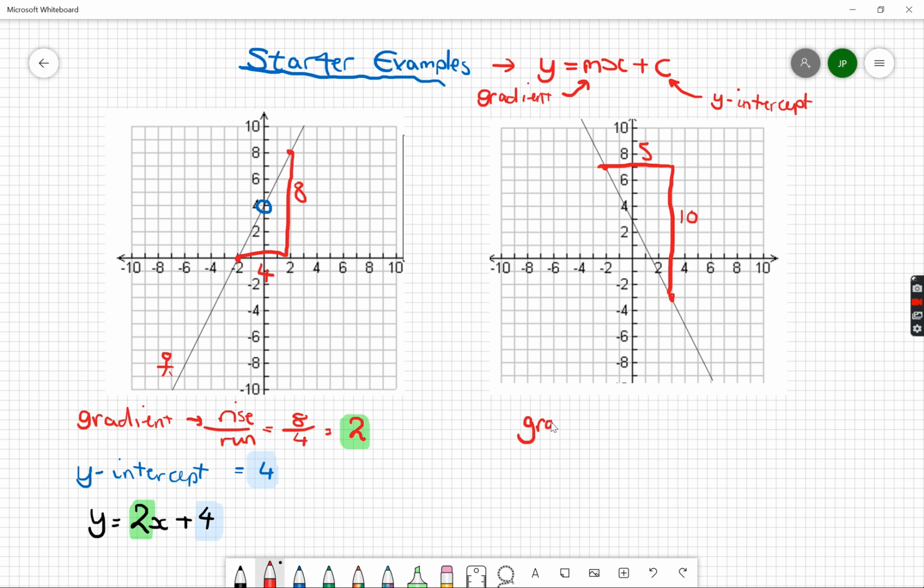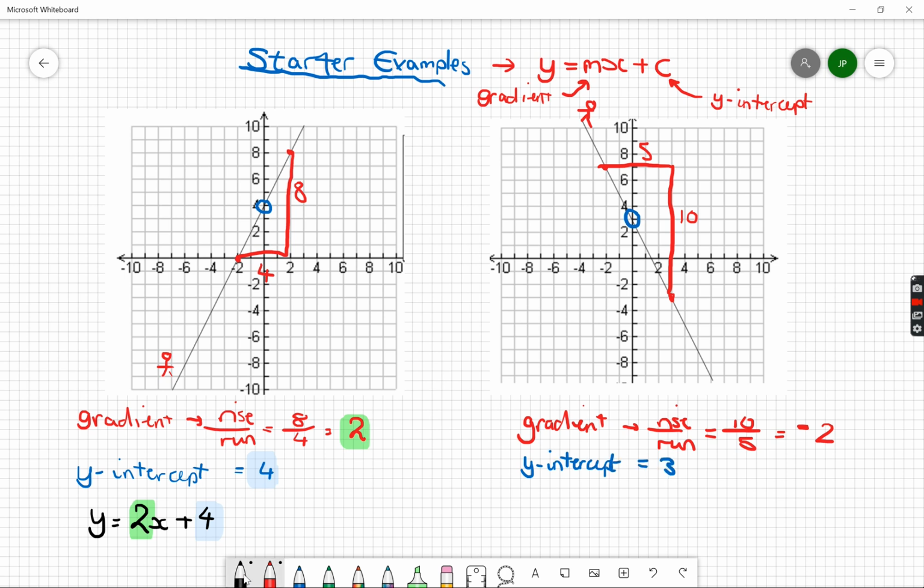So my gradient is my rise over my run again. That's going to equal 10 over 5. So I'll have 2. However, if I have my little man on the left hand side of my line, he is now going to be going downhill. Because he is going downhill, I'm going to have a negative gradient. For the y-intercept, same idea: where we cross the y-axis, this time is going to be 3. So my y-intercept is going to be 3.